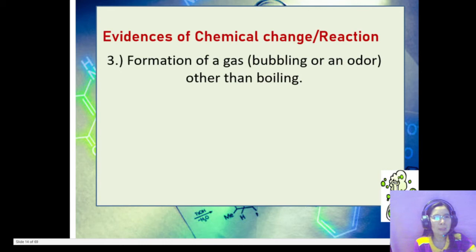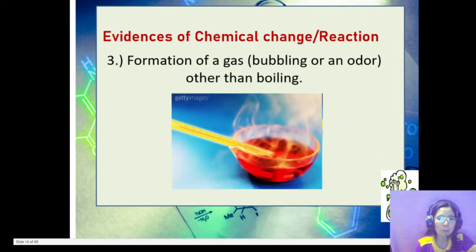Another evidence. Okay, very good. Formation of a gas, bubbling or an odor other than boiling. So, if you notice in this picture, there is a release of a gas on that particular material. With that, we could say that there is a chemical reaction happening on that particular object.